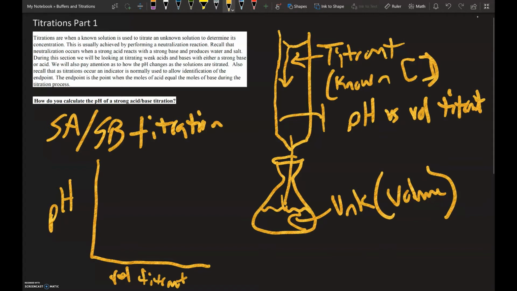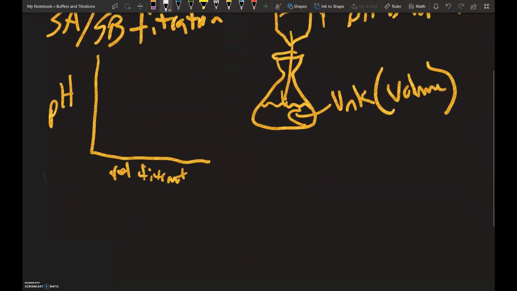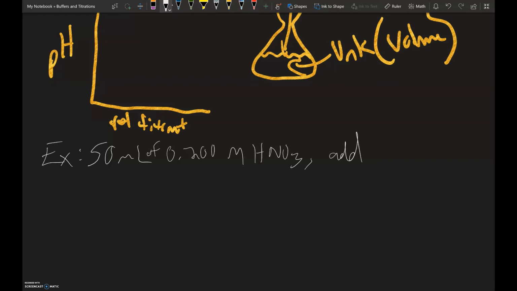And so now the example that we're going to work on is we're going to take a solution where we have 50 milliliters. So this is our example here. We're going to have a 50 milliliter sample of 0.2 molar nitric acid solution. And to this nitric acid solution, we are going to add a specific amount of sodium hydroxide. It'll be titrated with 0.1 molar NaOH. So nitric acid is a strong acid and sodium hydroxide is a strong base.